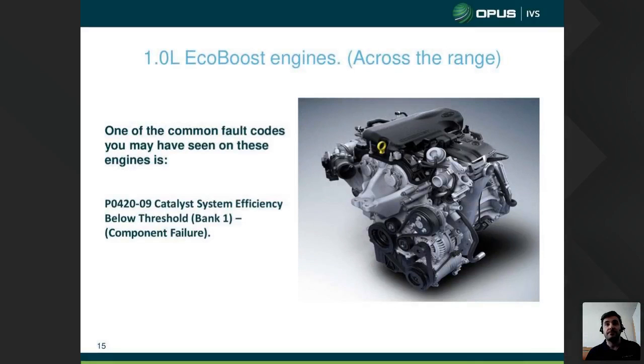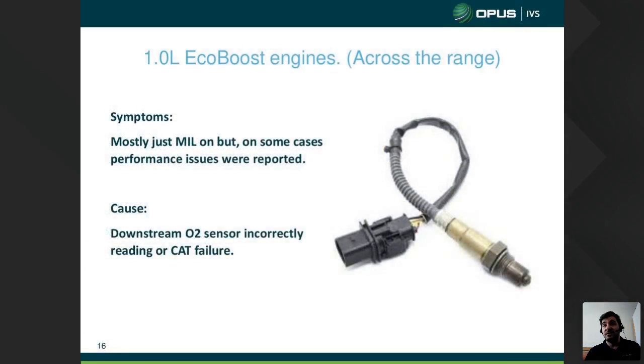Right, EcoBoost engines. One of the common faults that I've seen on EcoBoost engines, the 1 litre EcoBoost engine, is the catalyst system efficiency below threshold, P0420-09. Mostly just the engine light on, and in some cases performance issues were reported, and typically the cause is either the O2 sensor of the cat or the cat itself.